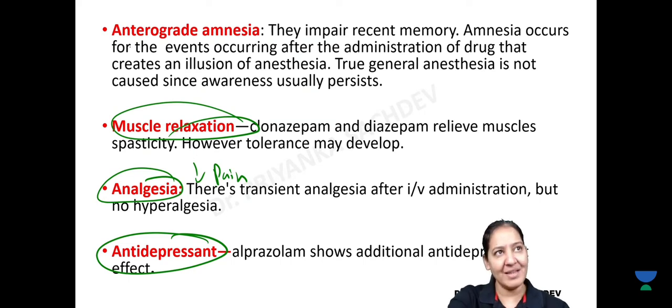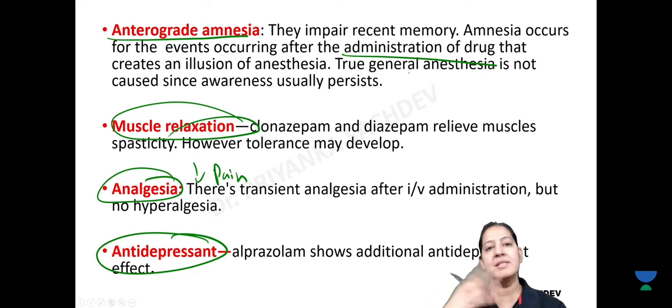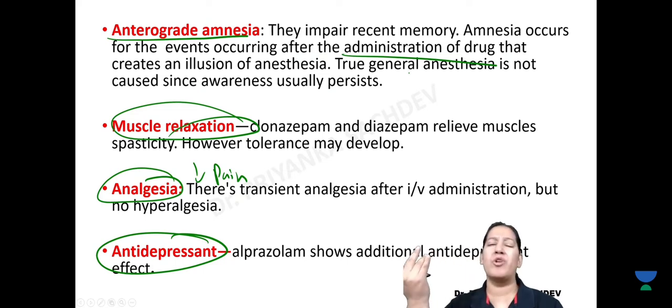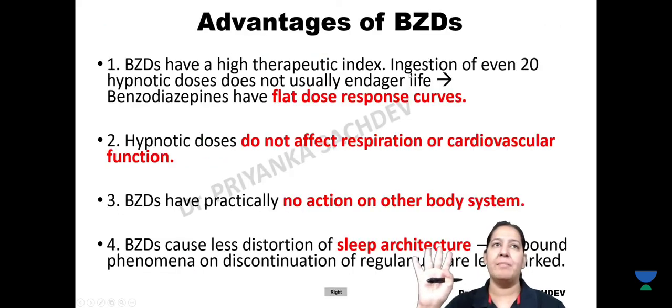But one bad thing is there: anterograde amnesia. Anterograde amnesia means after taking the drug, the person does not remember anything. I take the drug at 11 p.m. today. After that, I don't know what happened in my life. I will wake up directly in the morning and I will not remember that I have taken the tablet at 11 o'clock. So that is anterograde amnesia. This problem is here also.